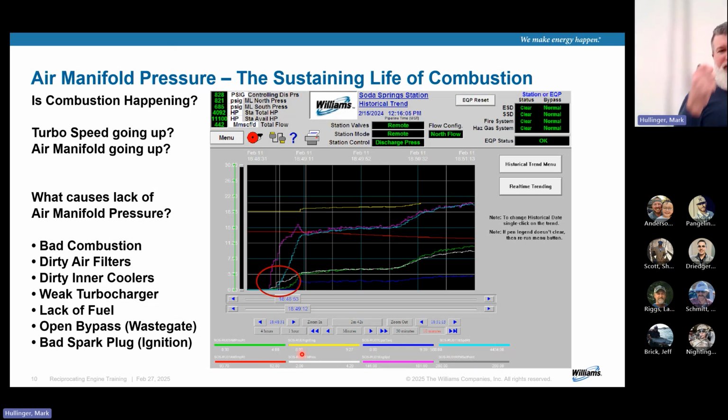So, bad combustion, dirty air filters, weak turbocharger, lack of fuel, bypass, bad spark, all the things we just talked about. The trend tells the tale. So hopefully with Ryan's presentations, Edon's, mine, the trend tells the tale. So if you can trend it, you can start surmising what's kind of going on.